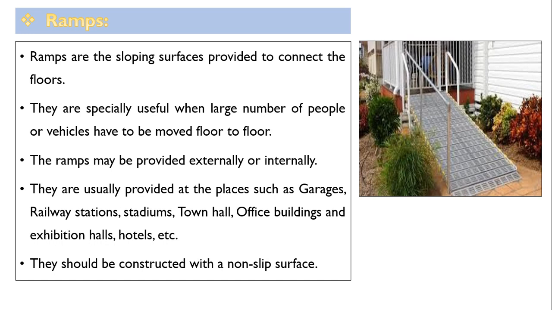Now coming to ramps. What is a ramp? Ramps are sloping surfaces provided to connect the floors. So a ramp is nothing but an inclined platform, a sloping surface provided to connect the floors. Normally in showrooms and hotels, this type of ramp is provided. With the help of this, one can reach from one floor to another. Nowadays ramps are provided for vehicles also.